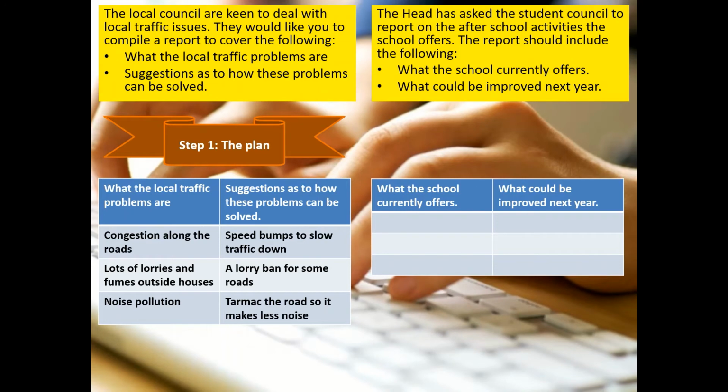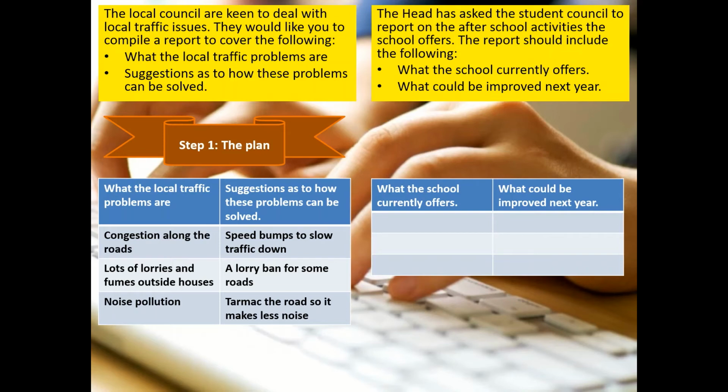You can see, first of all, then, we start with a plan. Now, this is very similar to the one I've already mentioned, i.e. 3 bullet points to support each of the key parts of the question. So I'm going to answer the one about traffic, and you could then plan your own response to the option on the right about after-school activities.